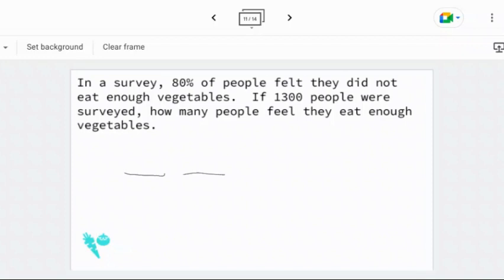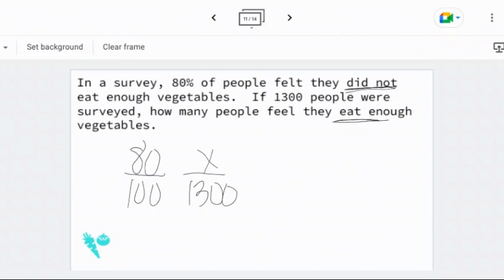So you've got your proportions. In a survey, 80% felt that they did not eat enough vegetables. So 80 over 100 did not eat enough. If 1,300 people were surveyed, so that's our whole in the survey, how many felt that they ate enough? Okay, so we've got to be careful here. If 80% felt that they did not, the question we're being asked is about those who did eat enough. So we can either subtract at the beginning or subtract at the end. I'm going to choose to subtract at the beginning.